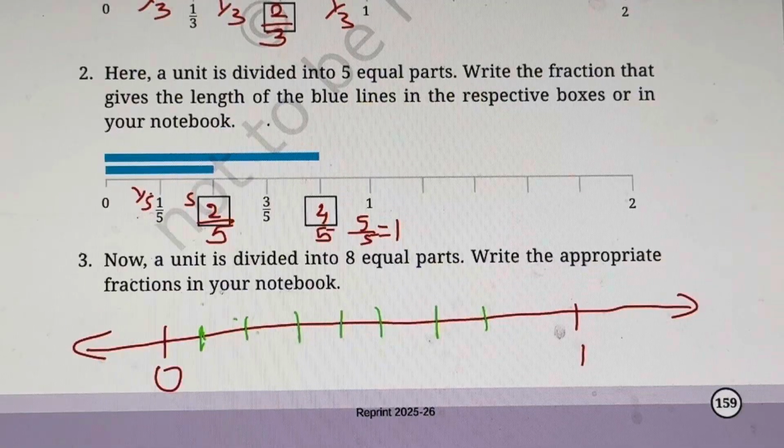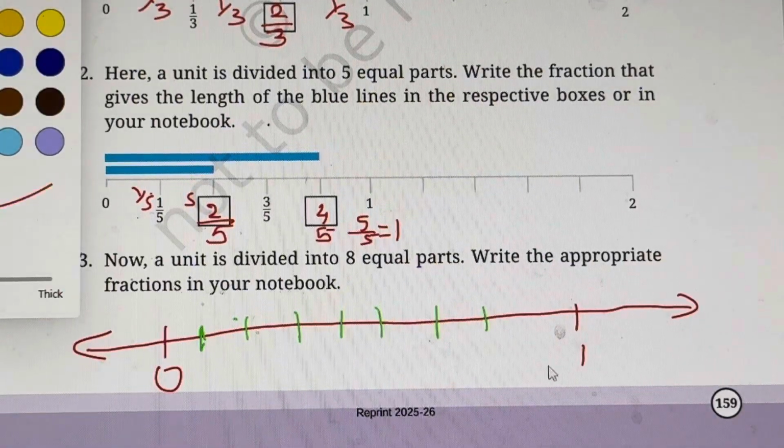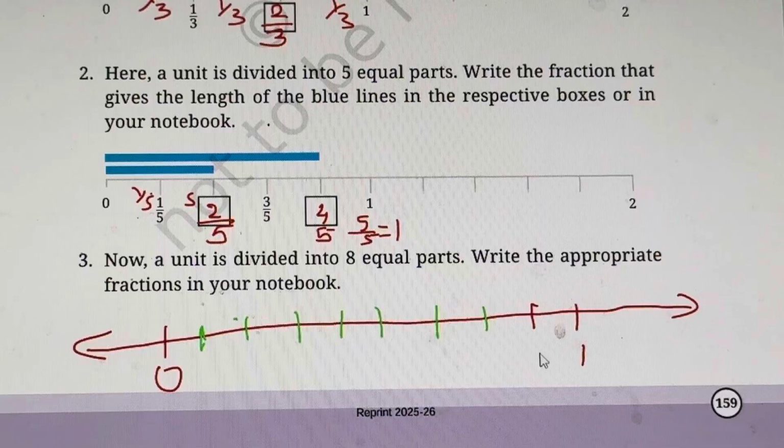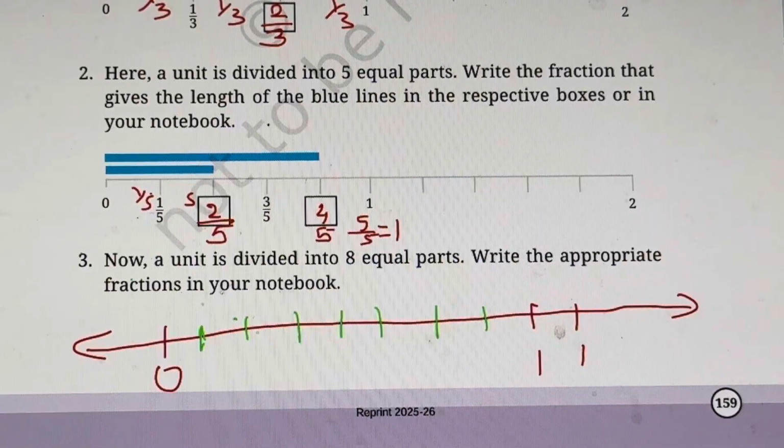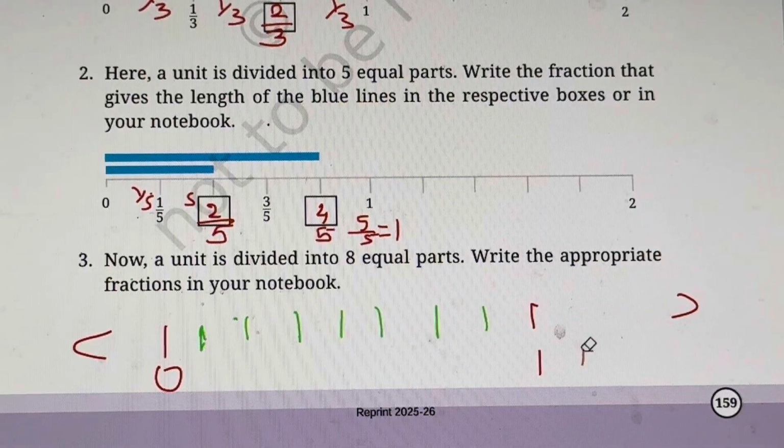Right? And the distance should be approximately equal. So let me mark one a little over here. If you use a scale, a proper scale, then it will be correct.